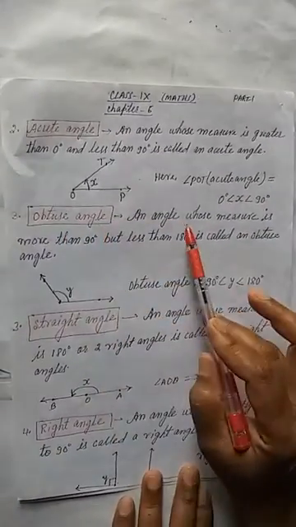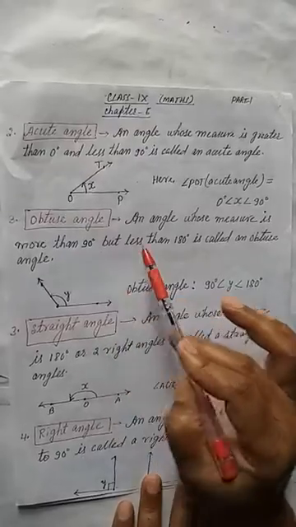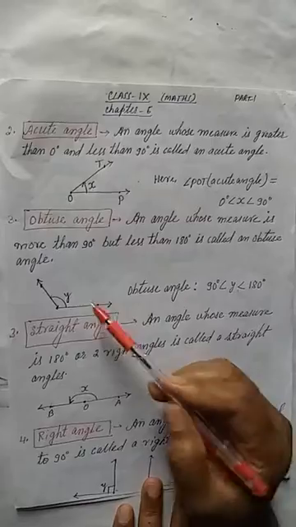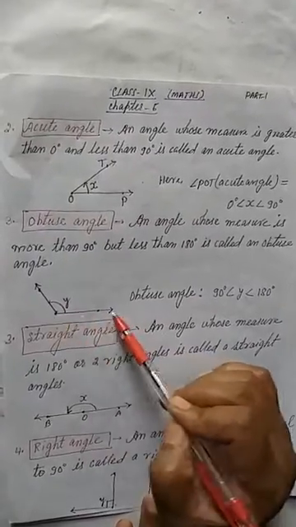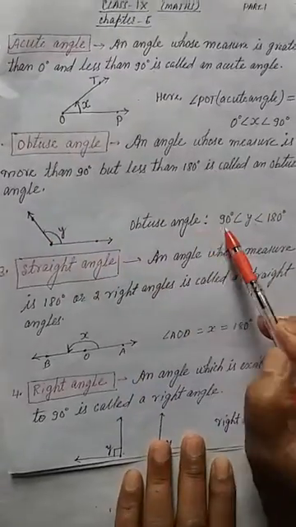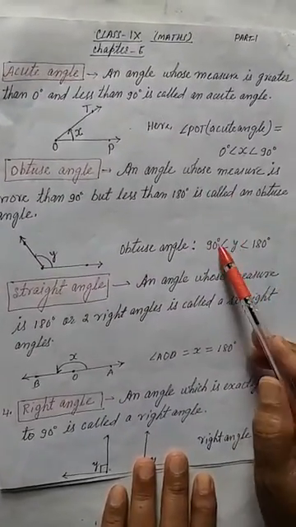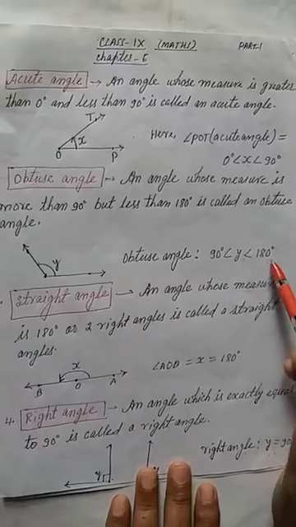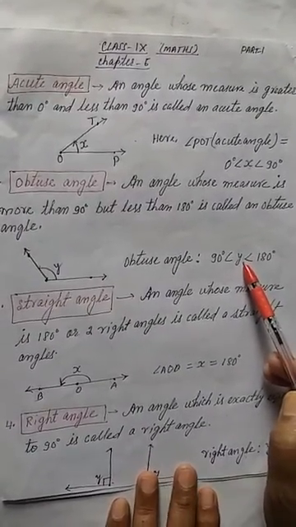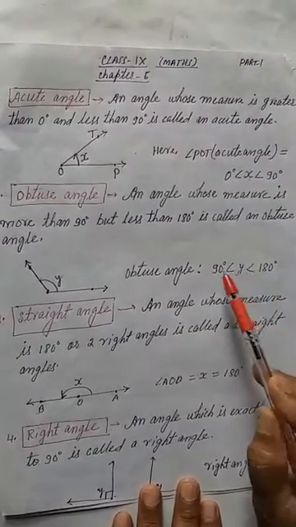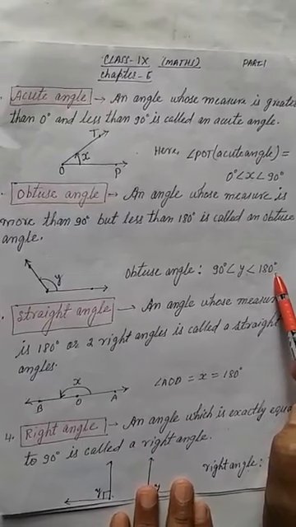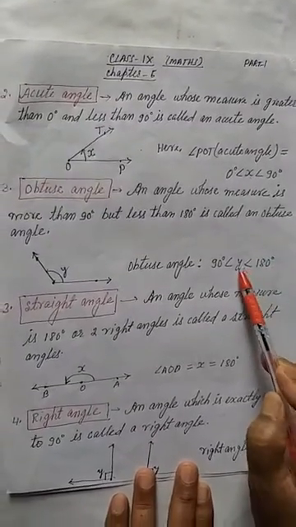Next is the obtuse angle. An angle whose measure is more than 90 degrees but less than 180 degrees is called an obtuse angle. So let us try to understand by figure. This is the figure of the obtuse angle. According to this definition, 90 degrees less than y less than 180 degrees. You can take y equal to 100 degrees, but the value of y should be between 90 degrees and 180 degrees. Okay. So in this way you can take more and more examples.